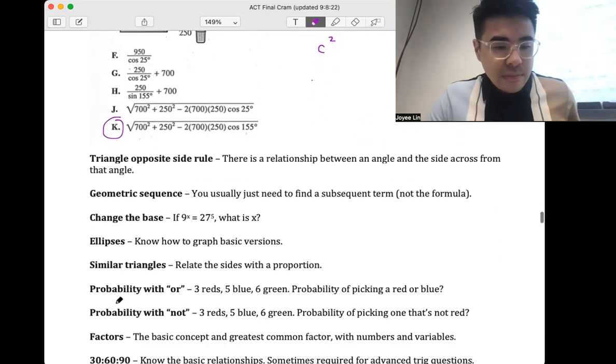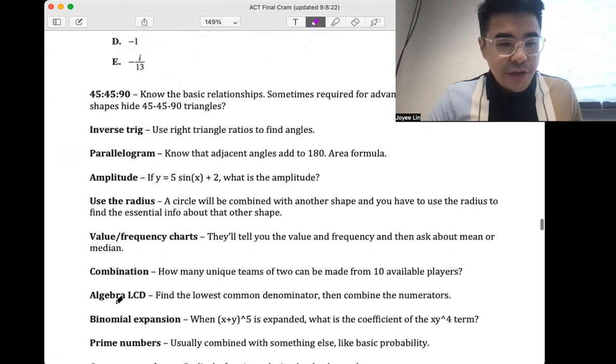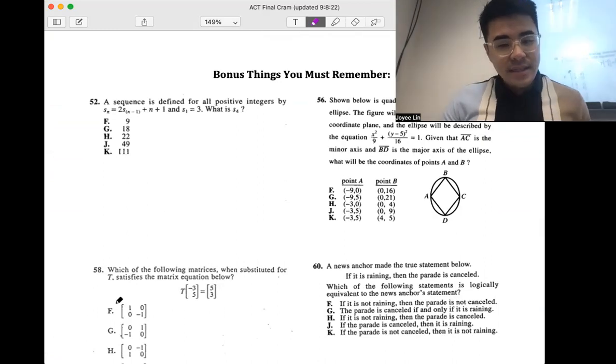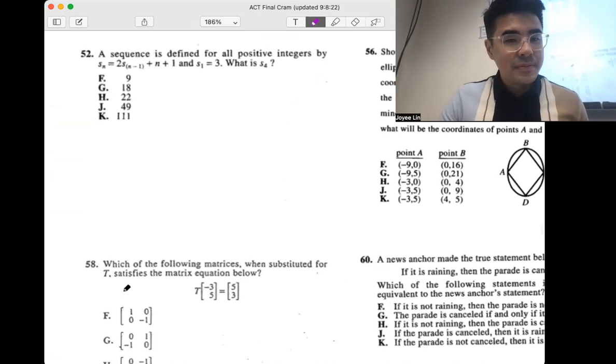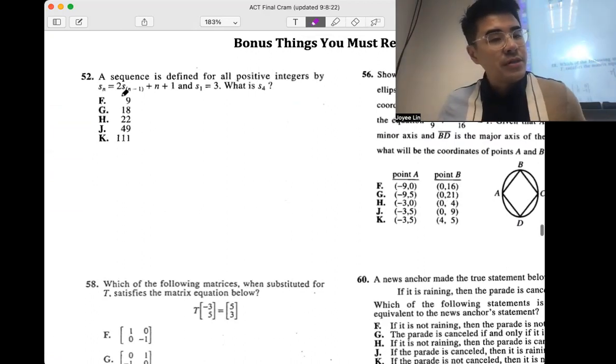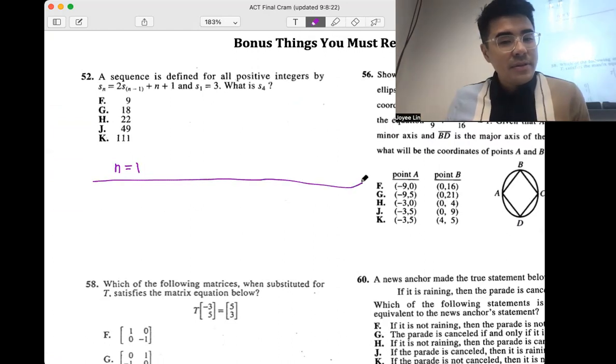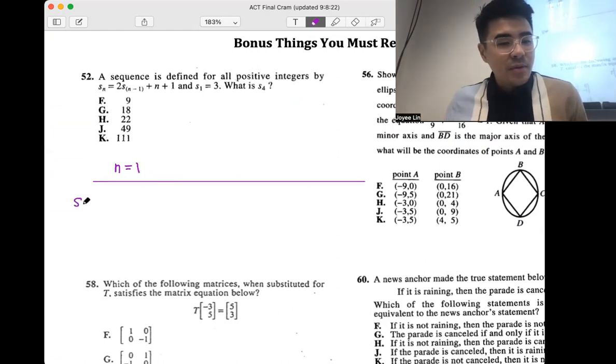Okay. I want to jump to some of these tricky questions in a couple of pages, bonus things I want to go over just in case they show up. You might get your recursive sequence where you have S sub n and S sub n minus 1. So you can go through with different values of n. So what happens when n is equal to 1? S sub 1 is equal to 2 times S sub 0 plus 1, right? So I literally just plugged in 1 for every n.